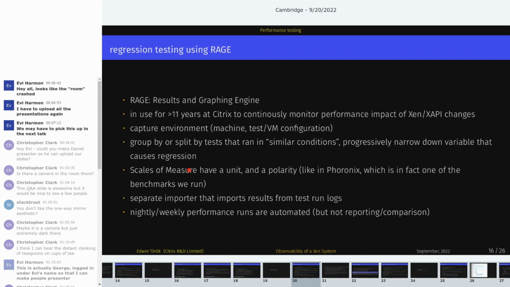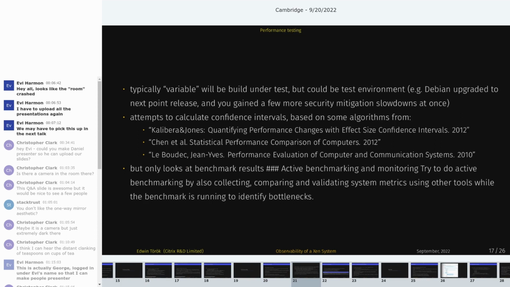So this concept of a scale of measure, which is a unit together with a polarity, is the same concept as you would have in Phoronix, which is in fact one of the tests that we use. But still, with this testing system, although we have the running of the tests automated, we don't have the processing of the tests automated. That's something we can improve on in the future, to make all of this fully automated: just give it 2 builds and tell me, is it better, is it worse, how much better, how much worse.